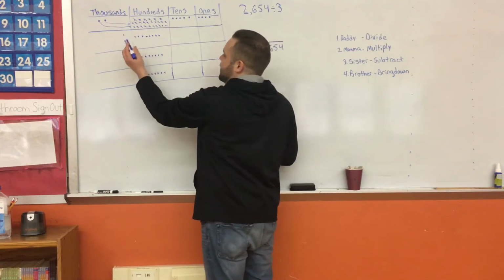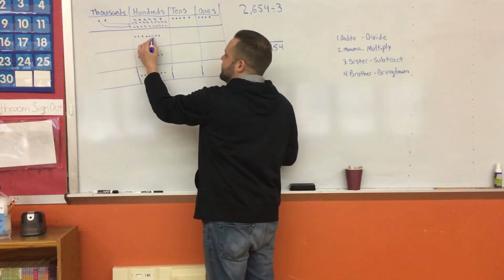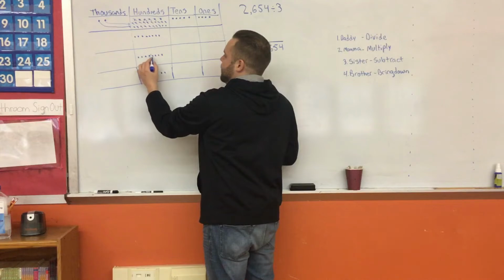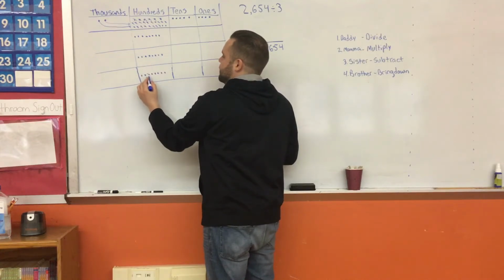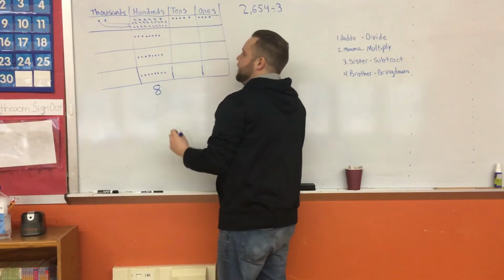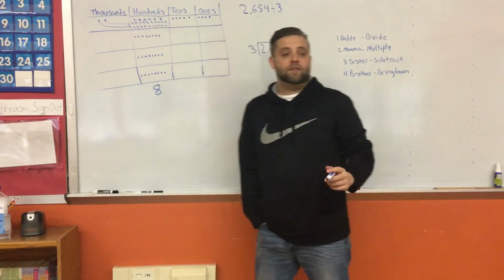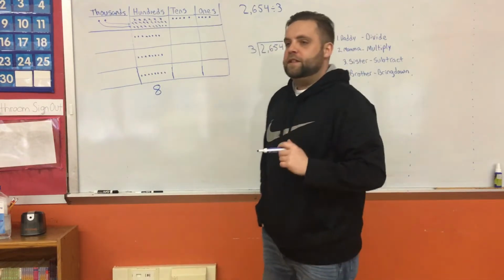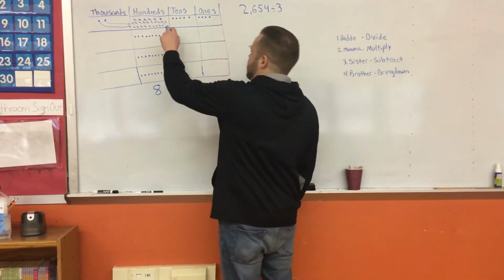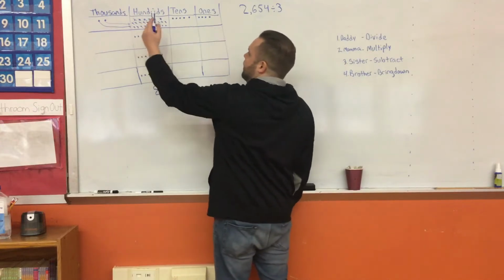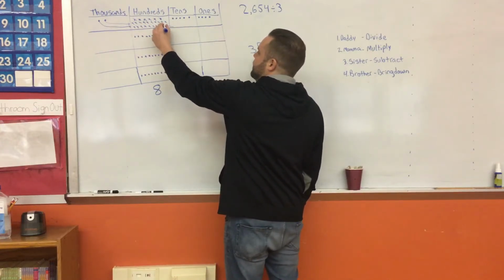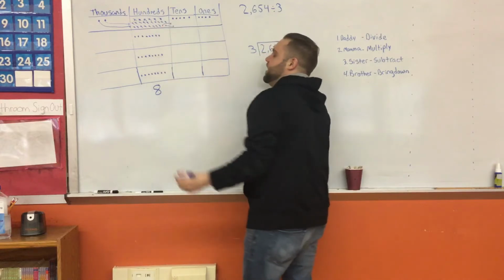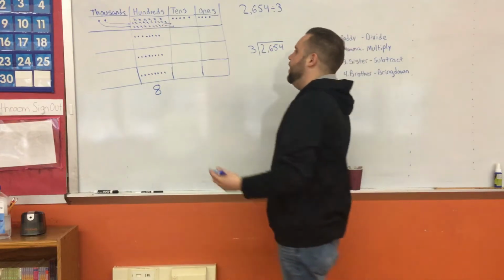So let's double check: 1, 2, 3, 4, 5, 6, 7, 8 in each group, 8 hundreds. And then what do I need to do with those 2 hundreds that are left over? Yes, good. I have to do the same thing I did over here and unbundle these 200s into 20 tens. And you guessed it, I have to make 20 dots.